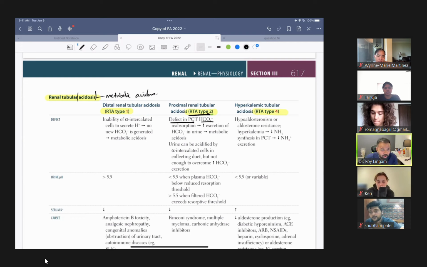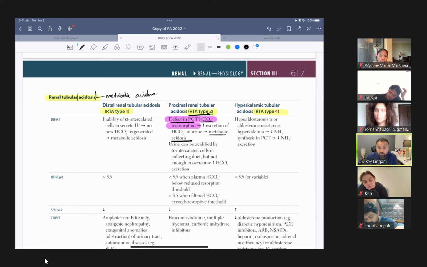That's the defect. Type 2 defect in PCT bicarb reabsorption. That's all it is, folks. Okay. If you remember that, then you will make up the rest. Urine is alkaline, blood is acidotic. Is everybody clear, folks? Okay.